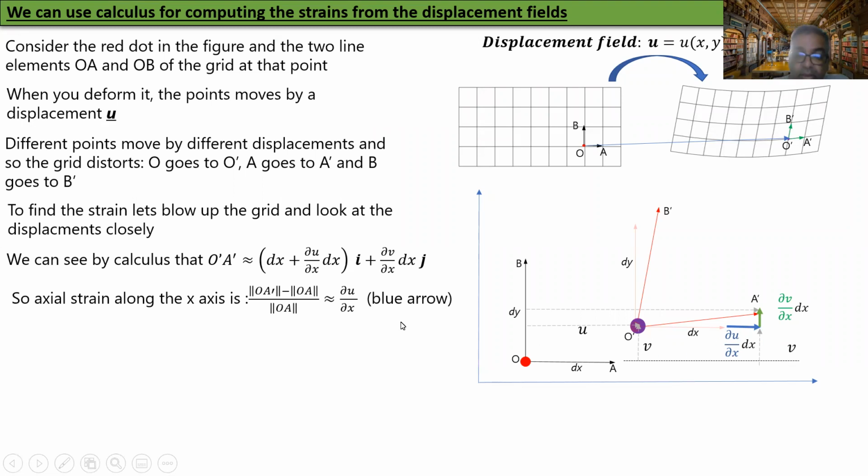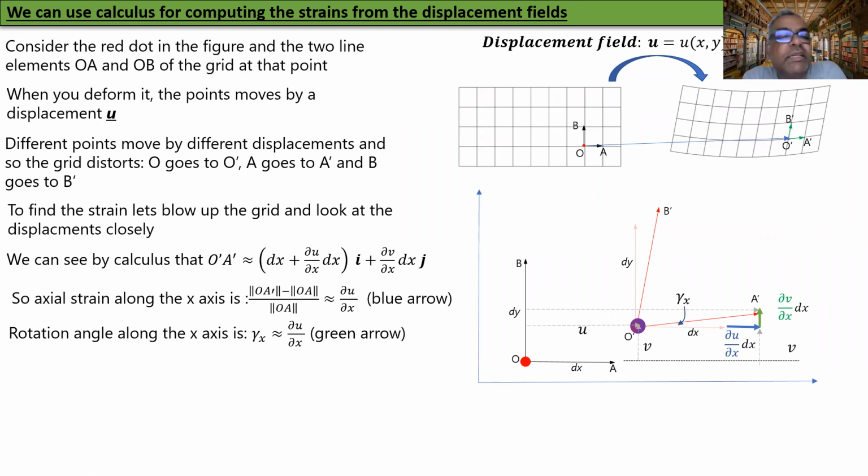Right? Same thing. Rotation is gamma x. That little angle there is called gamma x, and that is dv/dx. I'm sorry, it says du/dx. That's not correct. That should be dv/dx, the green stuff. Okay. Now you repeat that for the other direction.